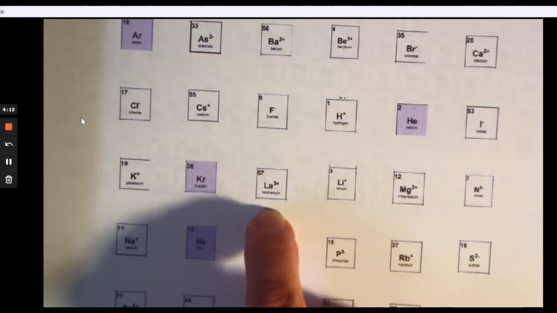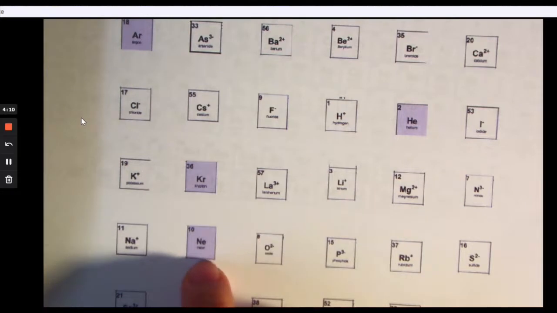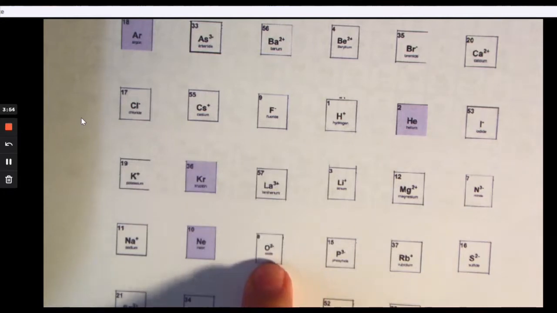Now, some of these elements, like neon here, neon does not make ions very easily, so it doesn't have a charge. It's unlikely to ever gain or lose electrons. And I'll show you one other thing. Look here at the O, which stands for oxygen. Oxygen tends to gain 2 electrons and become a negative ion.